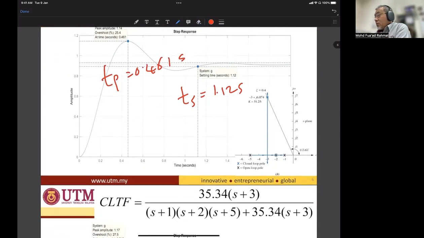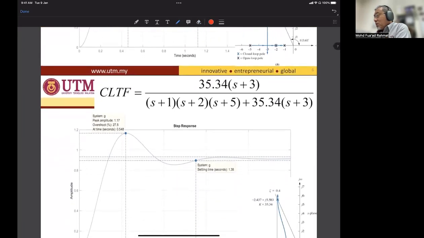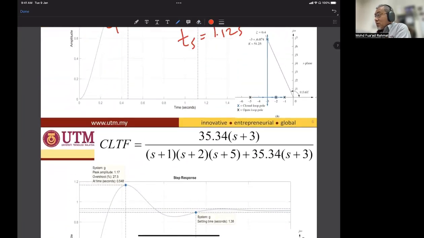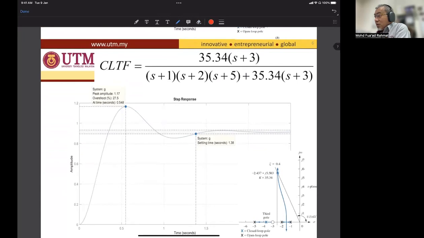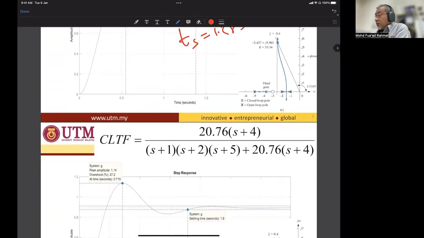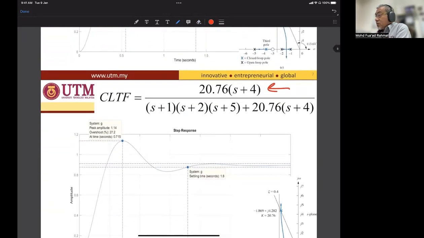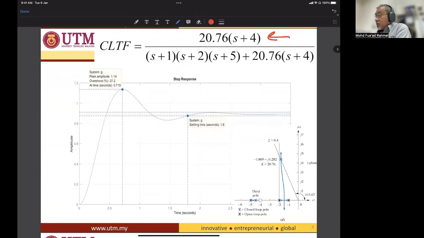Okay. Then instead of S+2, we change to S+3. So it increased a little bit, but still not 3: 1.38 seconds. And then we observe S+4. We introduce a zero at -4, and the settling time is 1.8 seconds. And peak time is 0.715 seconds.